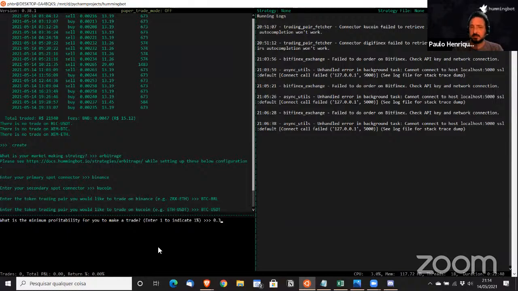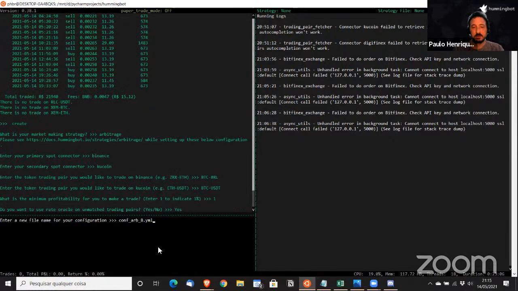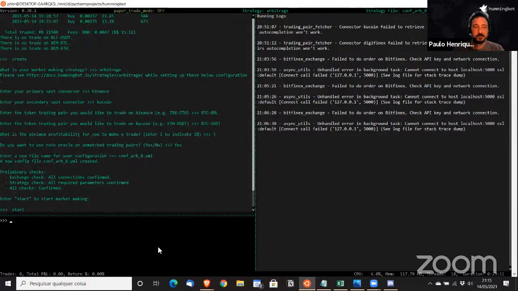So we can add the profit. As you saw at that time, we had a 1% profit. So 1.2 difference. So let's add 1. And here's the new question that you see on the arbitrage strategy: do you want to use the rate oracle to match in trading pairs? So basically, do you want the bot to calculate the rates between different trading pairs? So let's say yes. Save the file, right? And we can hit start.